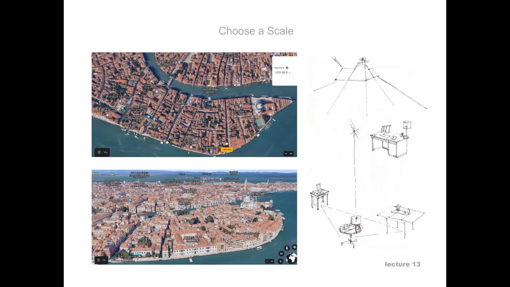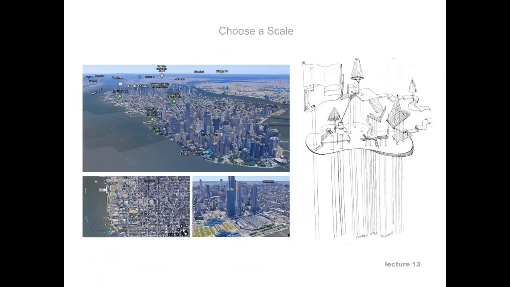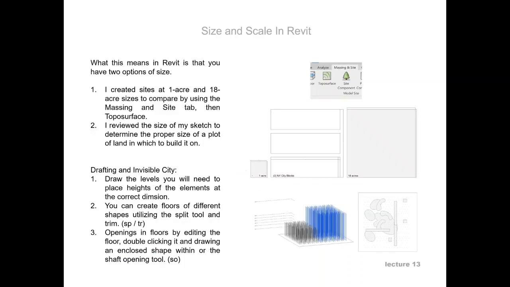You don't have to, though. So it's a time to choose a scale. We can look at Venice, or we can look at New York. Or you can begin building.